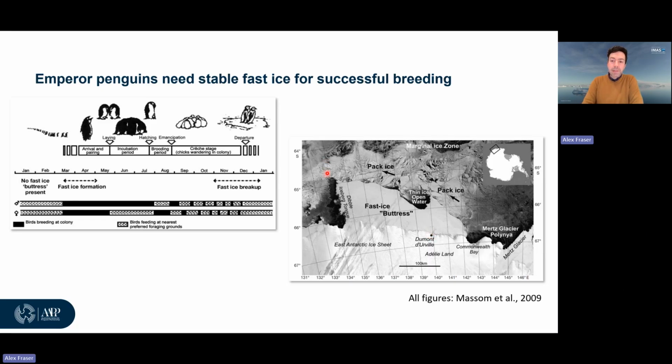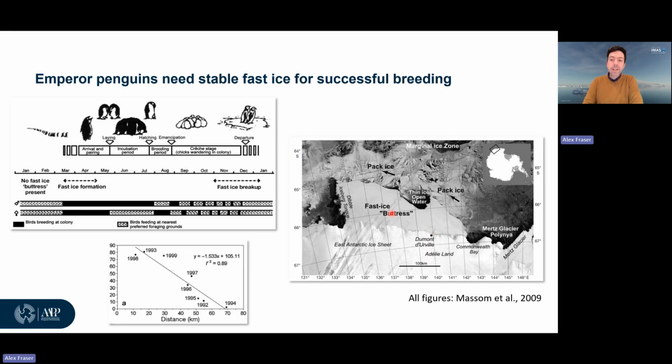The adult emperor penguins need to walk from the colony to the nearest open water in order to feed and then bring that food back to the babies at the colony. So they have to walk dozens of kilometers, frequently in the middle of winter. And so as you can imagine, the amount of fast ice that separates the colony from the feeding grounds has some bearing on the success of the breeding.